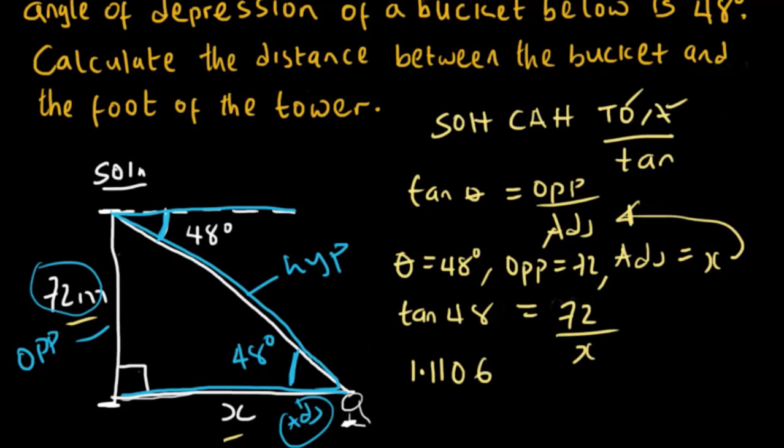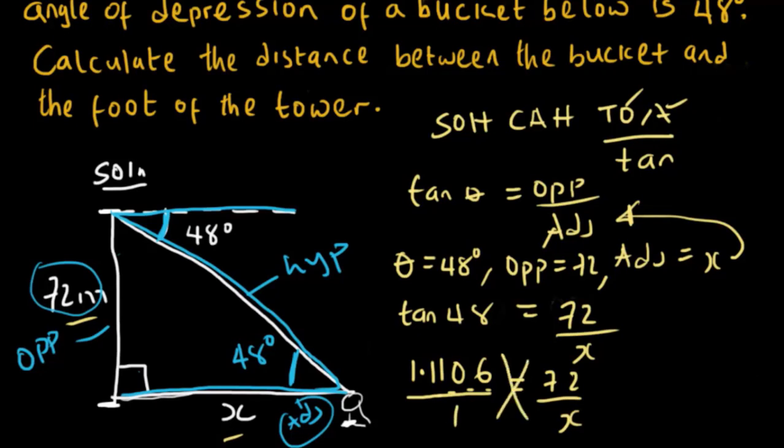Tan 48 is 1.1106. Now if you've noted in previous questions, you will discover that when I look for either tan of an angle, sine of an angle, or cos of an angle, I'm always taking it to 4 decimal places. So that's how we do it. So it should be 4 decimal places. Do you understand? So tan 48 is 1.1106. So we have it equals 72 over x. Remember, this is the same thing as over 1.